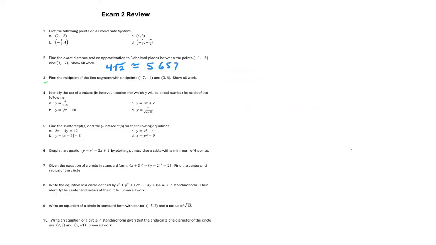3, find the midpoint of the line segment with endpoints (-7, -4) and (2, 6). So for the x values, we do -7 plus 2 divided by 2, and for the y values, we do -4 plus 6 over 2. So we're going to get -5/2, and over here, we're going to get 2/2. So the midpoint is going to be (-5/2, 1).